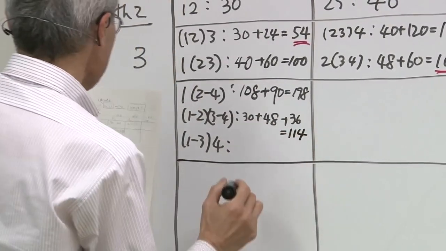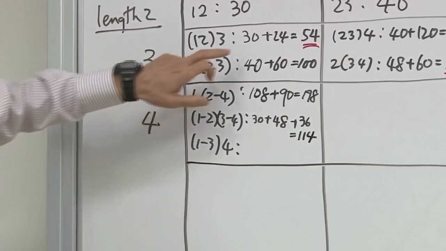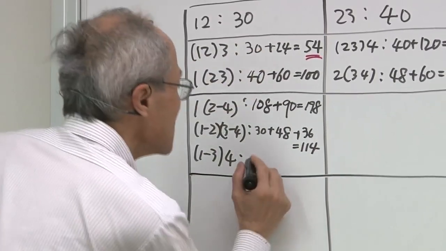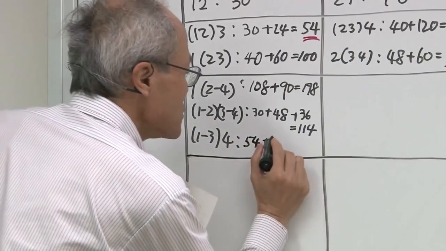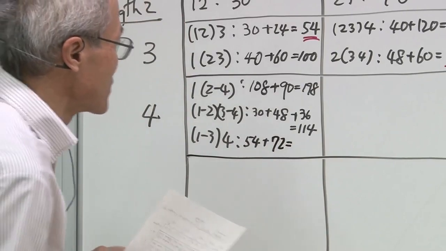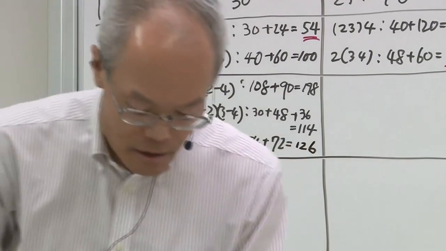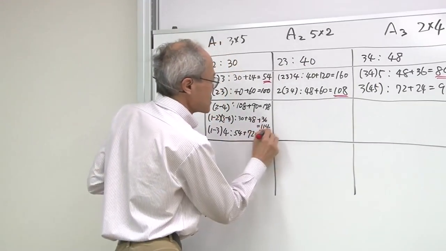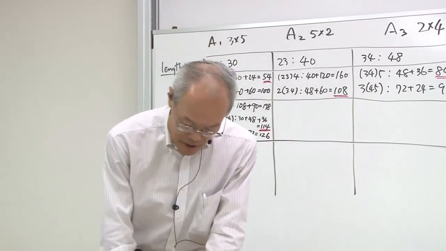And what about this? In order to multiply 1, 3, we have the answer here. So the 54 plus 72 is equal to, I don't know, 126. And again, the best one is this. Just the same thing.